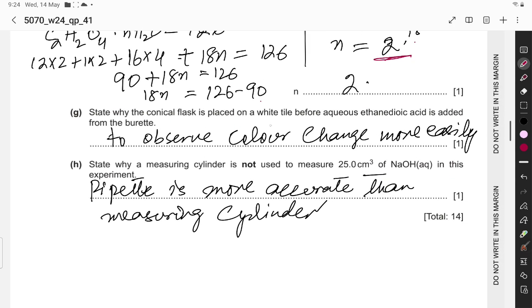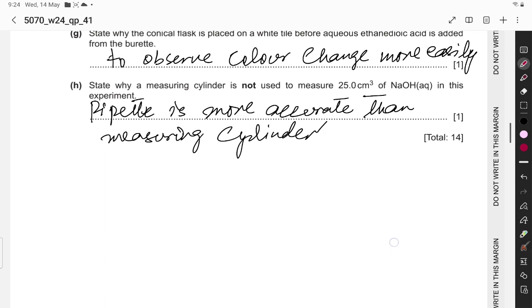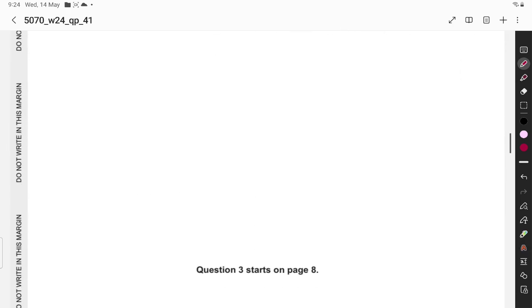State why the conical flask is placed on a white tile before aqueous ethanedioic acid is added: to observe the color change more easily. State why a measuring cylinder is not used to measure 25 cm³ of sodium hydroxide in this experiment. A pipette is more accurate than a measuring cylinder, so that's why a measuring cylinder is not used.